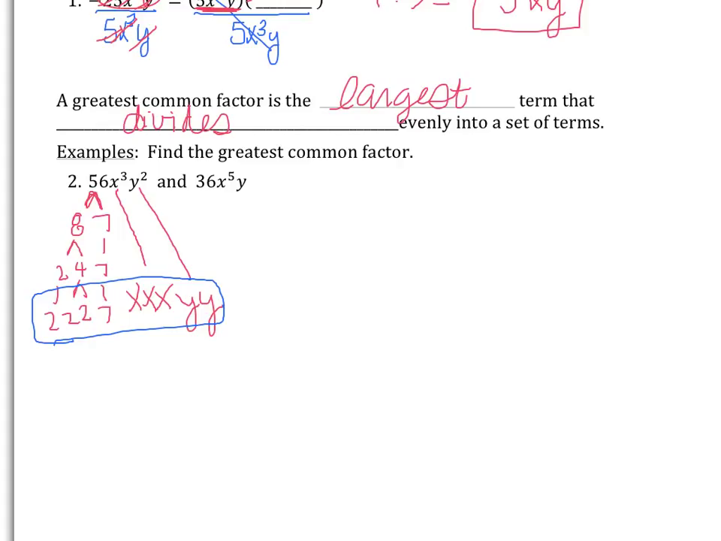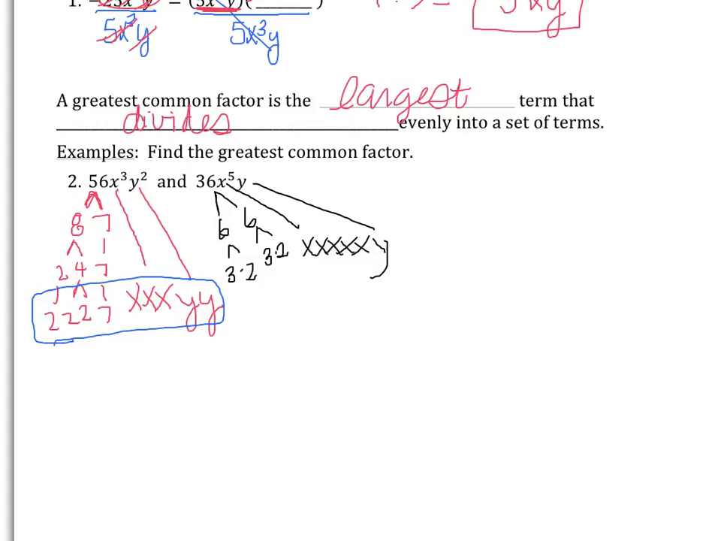Let's first break down this 36. 36 is 6 times 6. That's one way to do it. You might have thought 9 times 4. It's fine, however you want to break it down, but keep breaking it down. So 6 times 6, and 6 is 3 times 2, and then another 6 is 3 times 2. X to the fifth would be x, x, x, x, x, and then y, of course, would just be y.